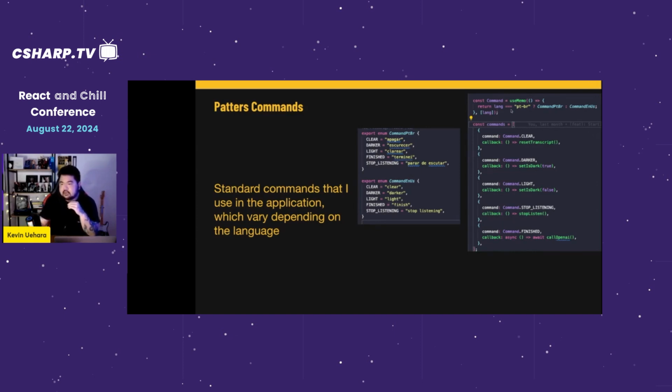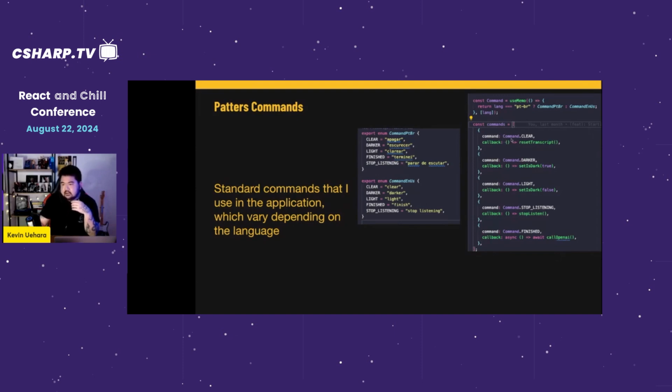If the language that I choose is equal to PTBR, I'm going to choose the enum PTBR. If not, I'm going to choose the English, okay? So with TypeScript, we have the same keys, so it will not cause some error, okay? And here I have these commands that I map, okay?